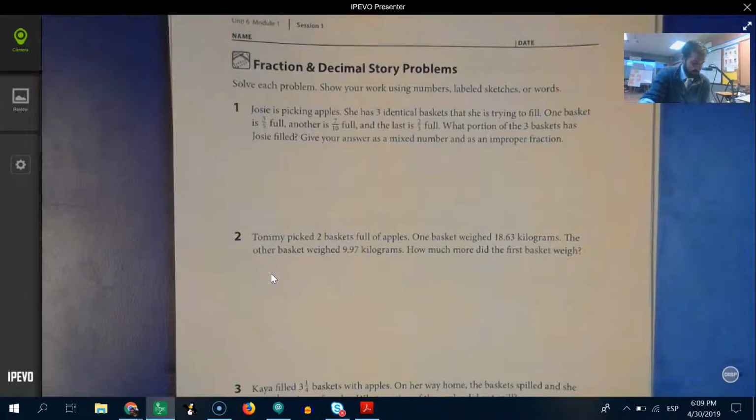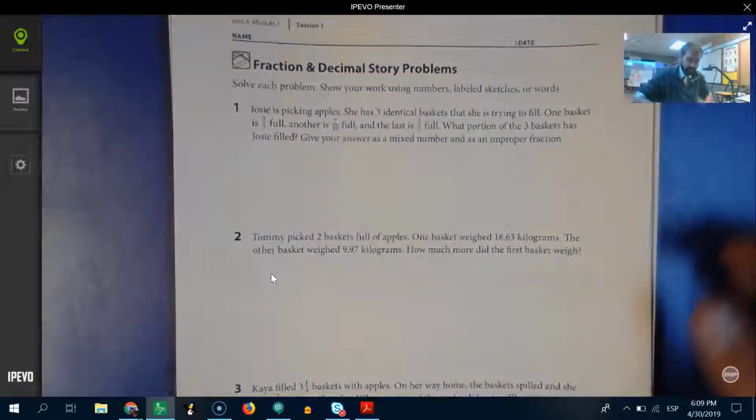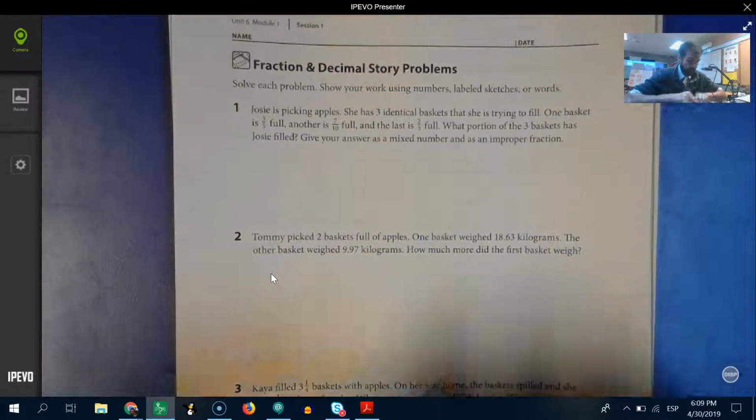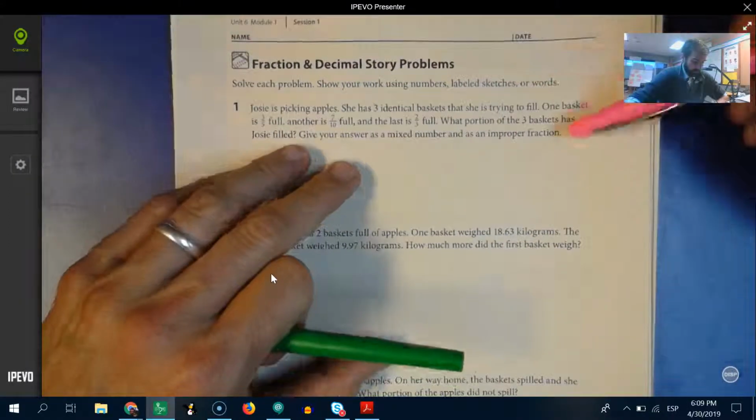Josie is picking apples. She has 3 identical baskets that she is trying to fill. One basket is 3/5 full, another is 7/10 full, and the last is 2/3 full. What portion of the 3 baskets has Josie filled? Give your answer as a mixed number or as an improper fraction. What portion of the 3 baskets?